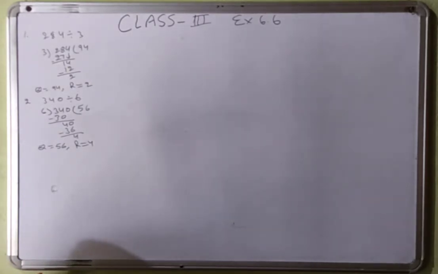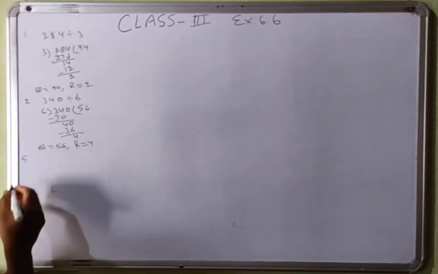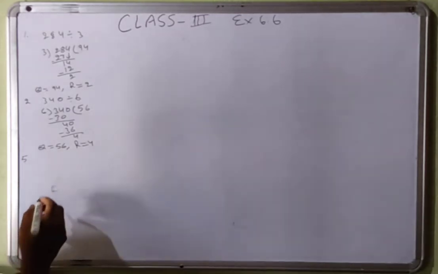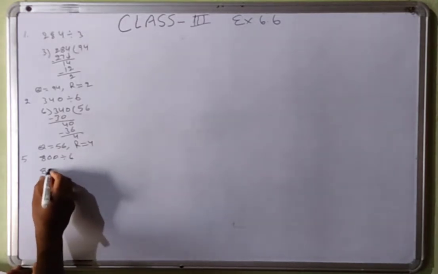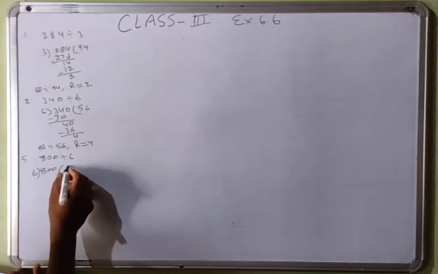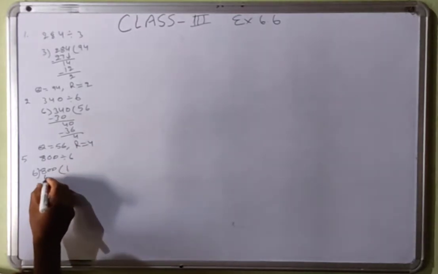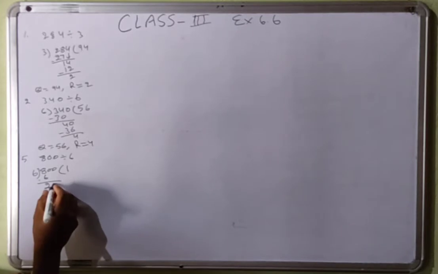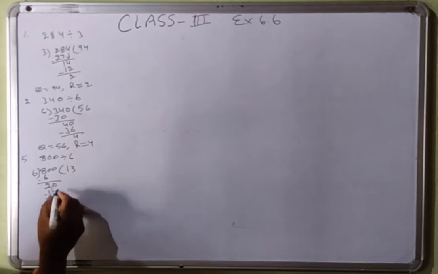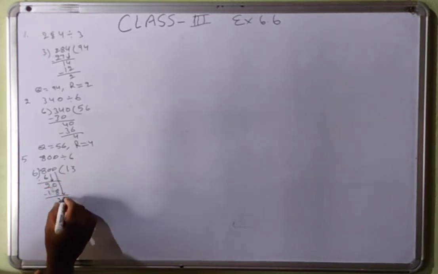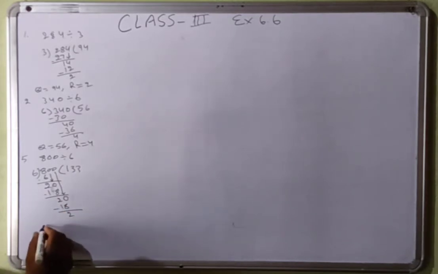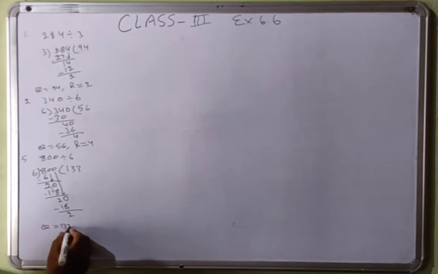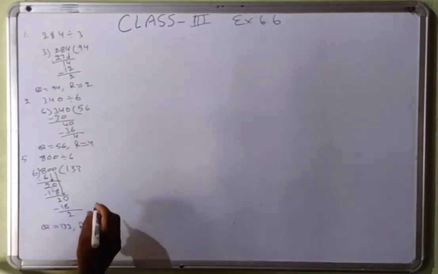Now the question number 5. 800 divided by 6. So 800 divided by 6, that will be 6 ones are 6, and then left is 20. 6 threes are 18, that left is 2. Then 0, 6 threes are 18, and then left is 2. So the quotient is equal to 133 and the remainder is equal to 2.